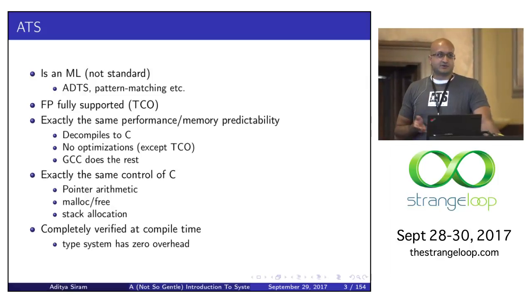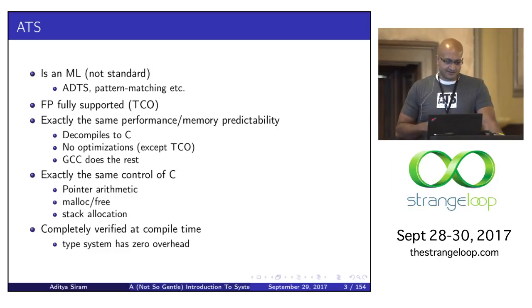So before I start with ATS syntax or how things work, here's the elevator pitch for ATS. It's an ML, but it's not a standard ML, but it's got algebraic data types and pattern matching and all that good stuff. Functional programming is fully supported because tail calls are actually optimized in ATS, and it also supports mutual recursion.